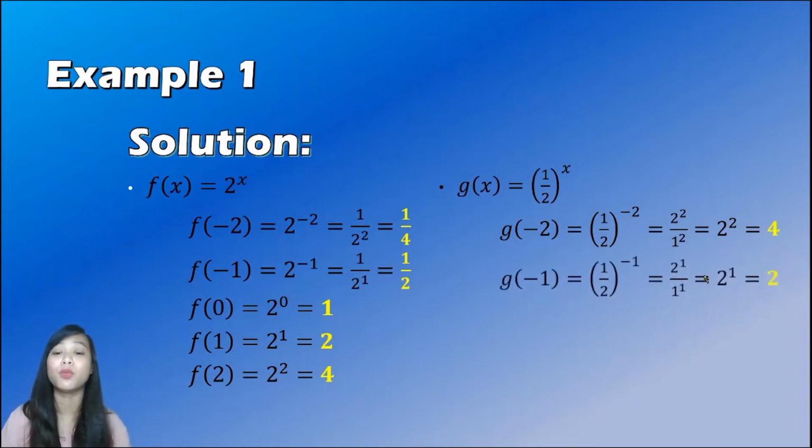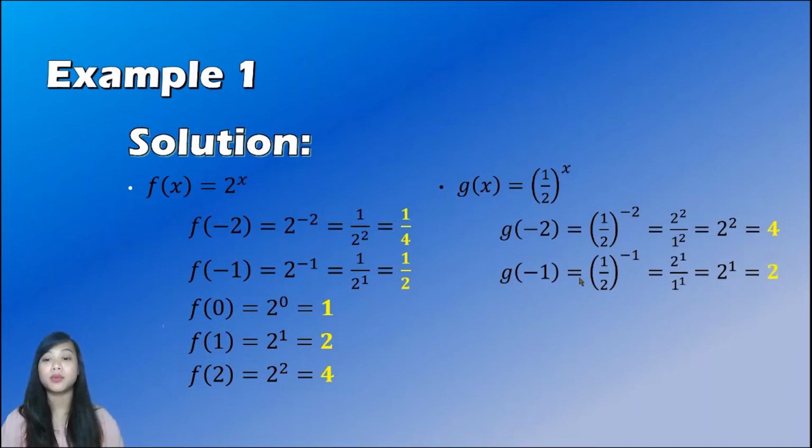Next, let's substitute negative 1. So we have g of negative 1 equals 1/2 raised to negative 1. So again, let's get the reciprocal. This is also part of the law of negative exponents. So we have 2 raised to 1 over 1 raised to 1, which is equal to 2 raised to 1, which is equal to 2. Next, we have g of 0. We have 1/2 raised to 0, that is also equal to 1. As I've said earlier, anything that you raise to 0 is equal to 1.